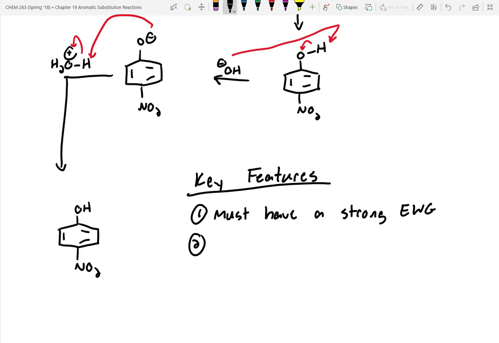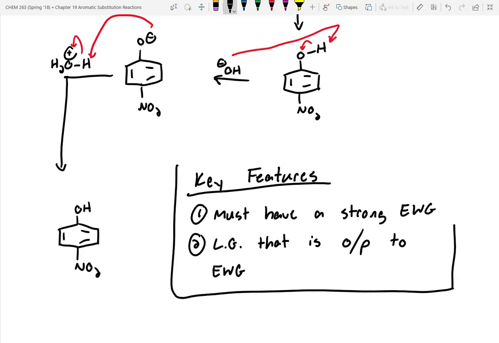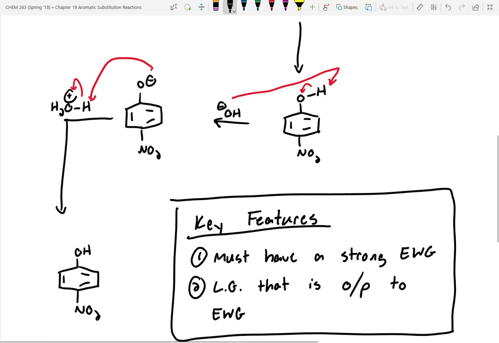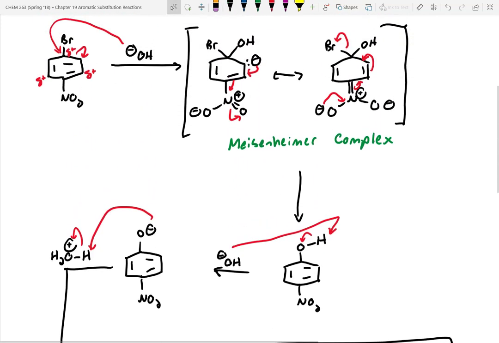And then number 2 is you must have a leaving group that is ortho or para to the electron withdrawing group. And like I said, this could be any leaving group. It could be something like a tosylate, it could be a halogen, anything like that would work. But it has to be ortho or para. And we know that because if we look up here, if it's ortho or para, it allows for this resonance stabilized Meisenheimer complex, where if it's meta, it doesn't allow for that.